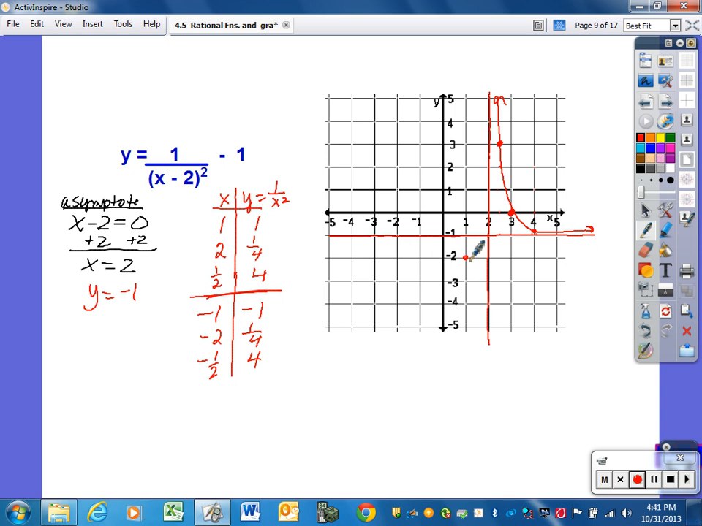Oops, nope, they weren't negatives, they were positives. Let's try that one again. Negative 1, positive 1. Negative 2, positive 1/4. Negative 1/2, positive 4. There.